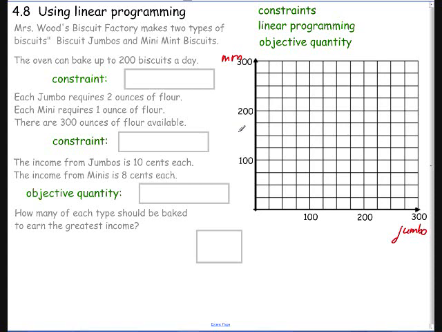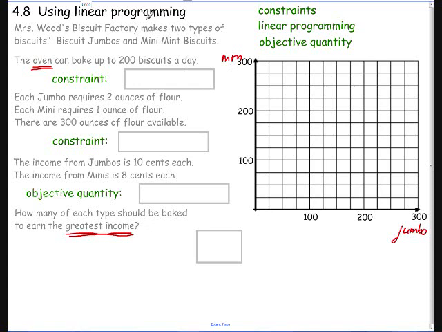And a problem is going to be, how should she allocate her resources in order to make the greatest income? Now notice we haven't asked about profit. We've asked about income. So all I have to know is how much she's going to get paid for each. Let's read down through the problem. The oven can bake up to 200 biscuits a day. Okay, so this is a constraint. The oven constraint. You can't go over 200 biscuits a day.